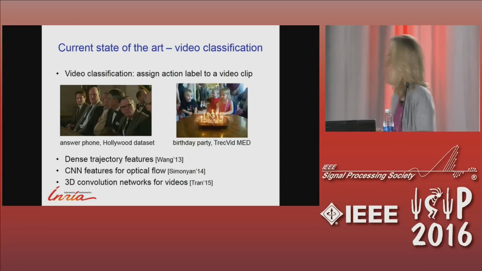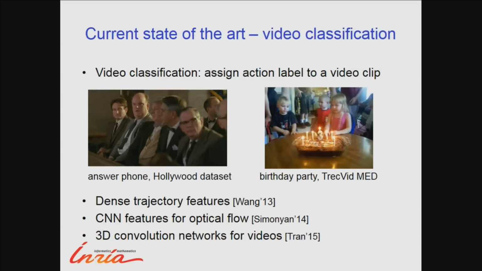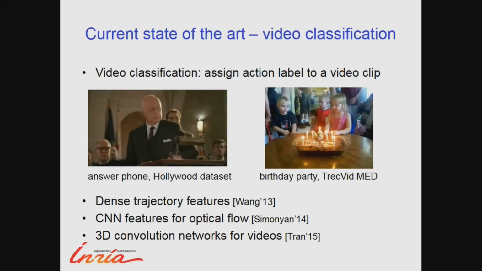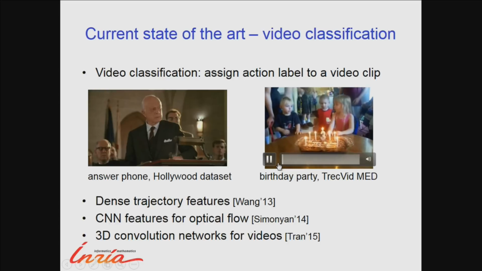Okay, and so now I'll move on to something which is more difficult than just classifying images and detecting objects in images, which is detecting objects and classifying in videos, and classifying videos, okay? So video classification, what do you want to do? You want to assign an action label to a video clip, okay? So here, for example, you have the action answering phone. And then here, you have, for example, a birthday party.